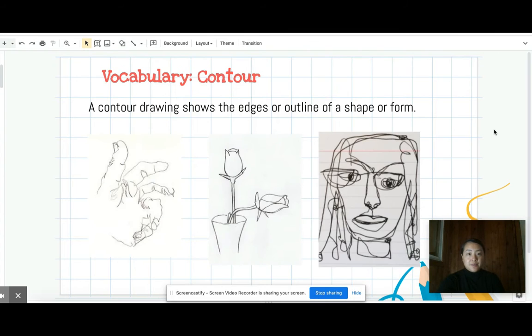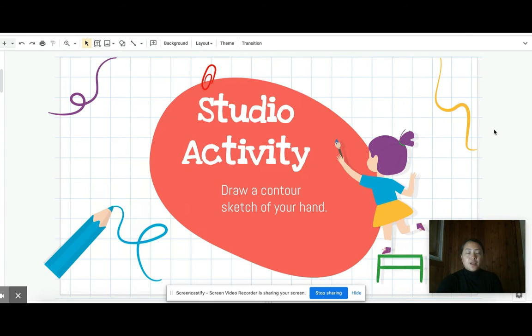All right, here's a new word for you, contour. A contour drawing shows the edges or the outline of a shape or a form. So when we're just doing line drawings and we're drawing the outline of things, that's sometimes an art called contour. So your studio activity for today is to draw or sketch a contour of your hand, an outline drawing.